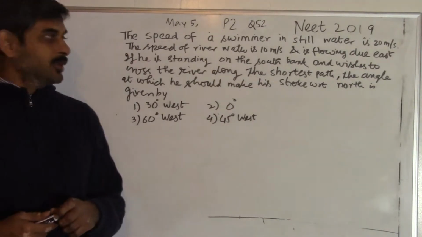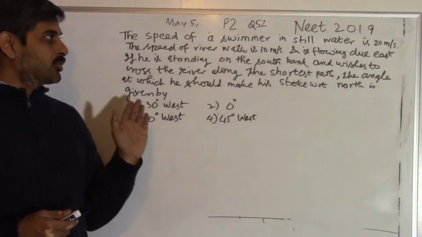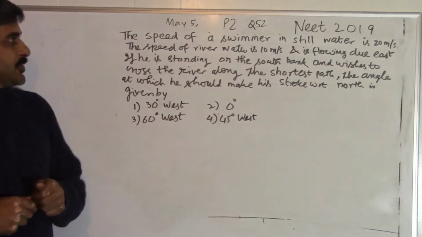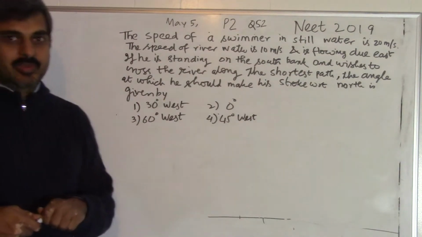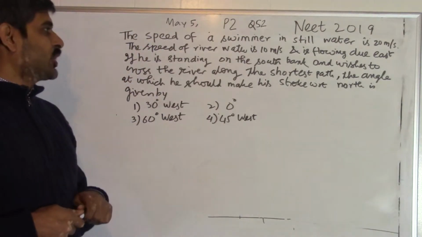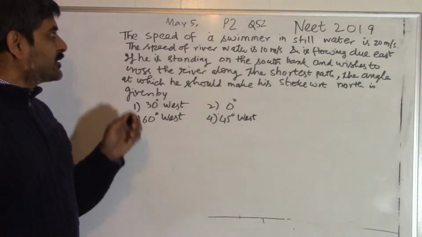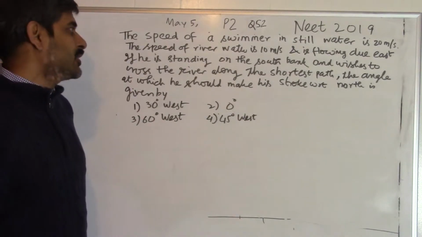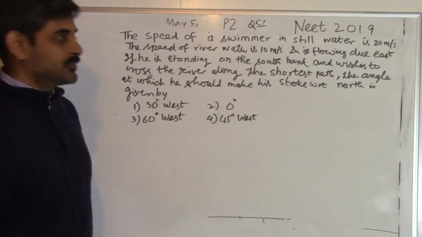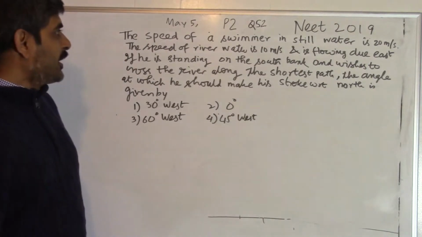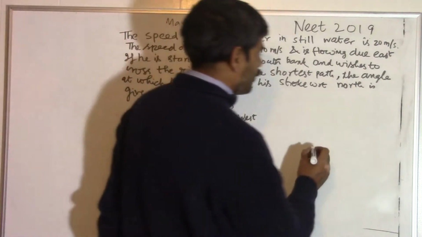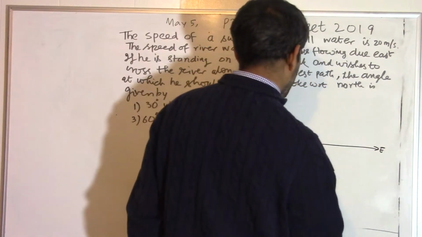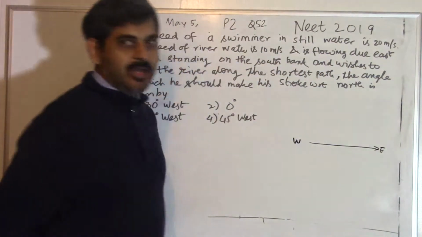This is the boat and river problem from 2019. The speed of the swimmer in still water is given as 20 meter per second, and the speed of the river water is 10 meter per second. The river water is flowing at less speed than the swimmer, and it's flowing due east. So let's first make the directions. If this is east, then this is west, and the river is flowing in the east direction.